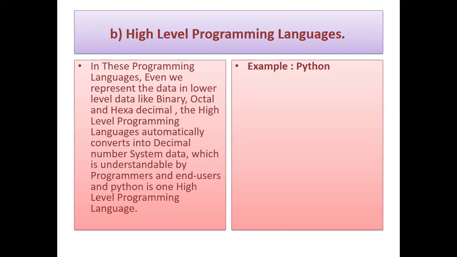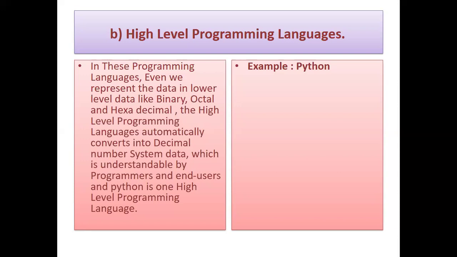Now, as we told you, in this programming language automatic conversion takes place. It converted into the decimal number system from binary, octal, and hexadecimal. We have four number systems: binary, octal, hexadecimal, and decimal. The decimal number system is a system which is understandable by everyone.